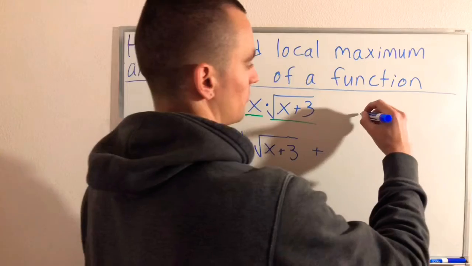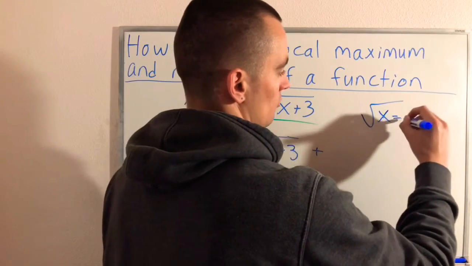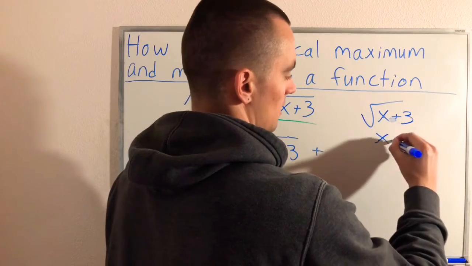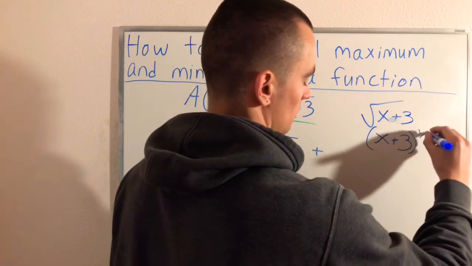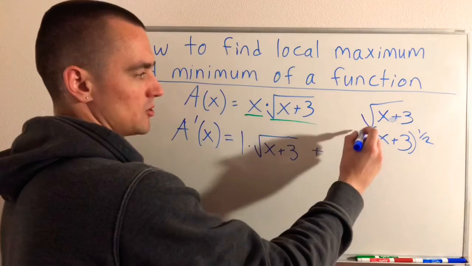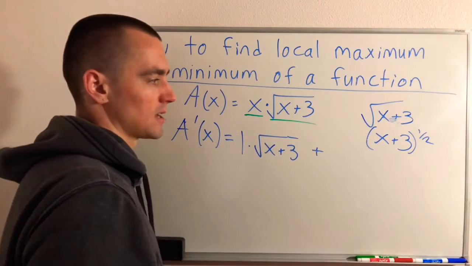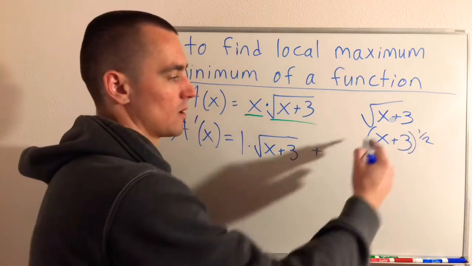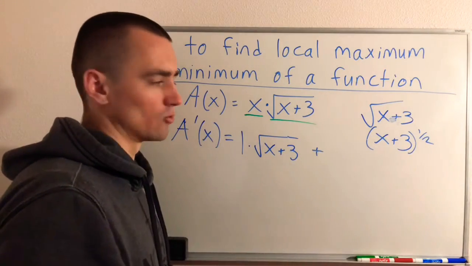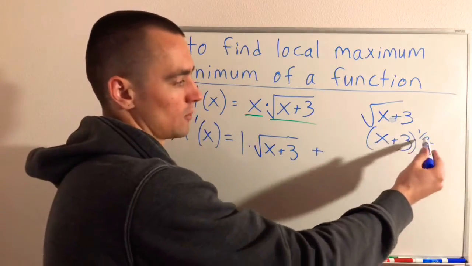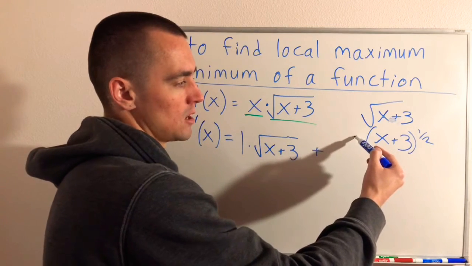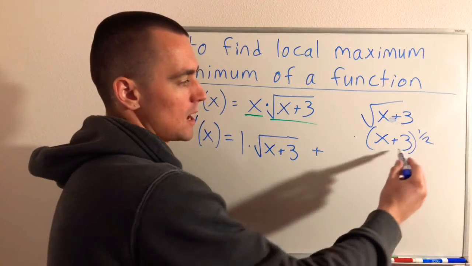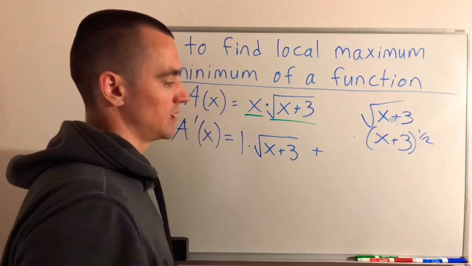So the derivative of square root of x plus 3. Remember, the square root of anything is the same as taking that thing raised to the 1/2 power. So these two are the same, square root of x plus 3 and x plus 3 to the 1/2. To find the derivative of x plus 3 to the 1/2, we can use chain rule and power rule. We bring the power down in front, lower the power by 1, leave the inside the same, and then multiply this by the derivative of the inside.